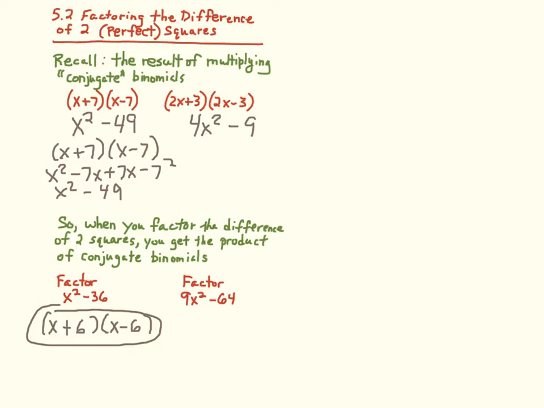And by the way, you can't factor the sum of two perfect squares. It's considered to be prime. So if I had x squared plus 16, we consider that to be prime. You can't factor x squared plus 16 other than just like a prime number. Its factors are 1 and itself. There are no polynomials that multiply to get x squared plus 16. But back to this problem of 9x squared minus 64. I know that's going to factor to the product of conjugate binomials.